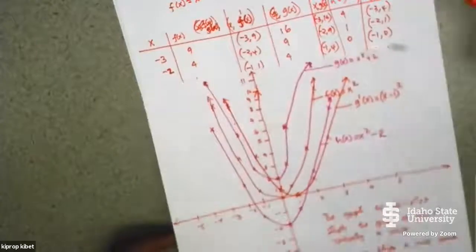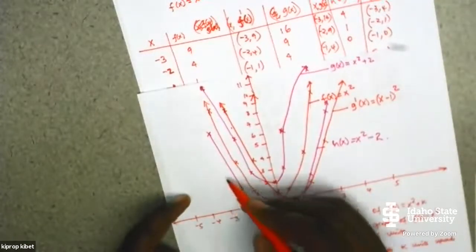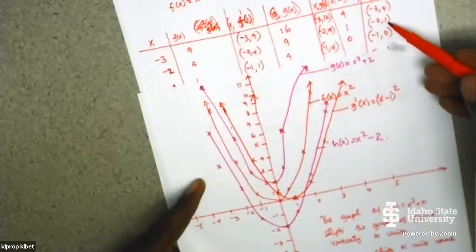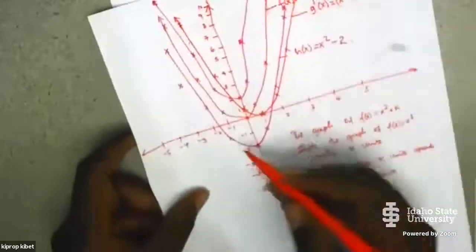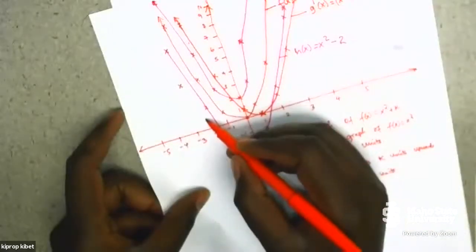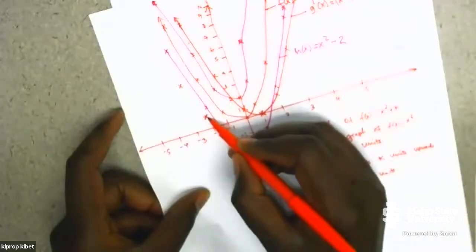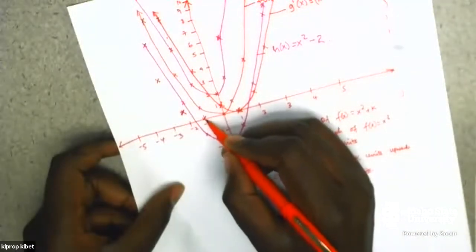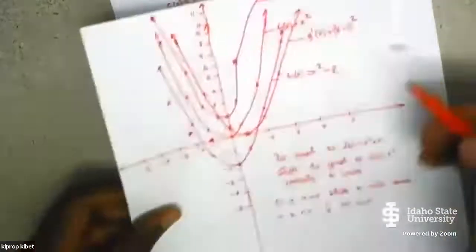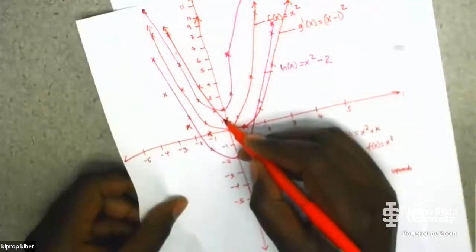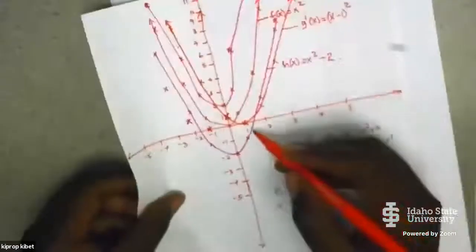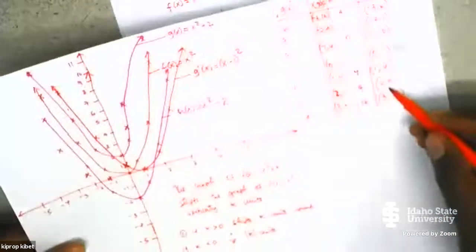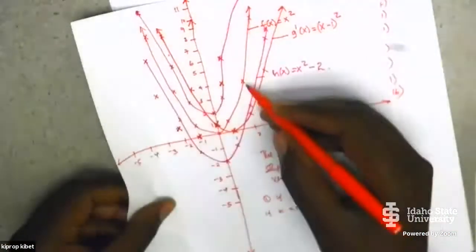-3 and 4 is here. We have -2 and 1, so -2 and 1 is here. Let's say there. Then we have -1 and 0 is here. And then 0 and 1 is here. Then we have 1 and 4, somewhere there. And then finally 2 and 9.